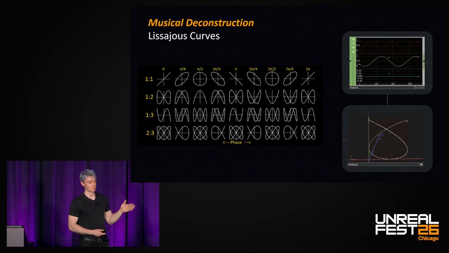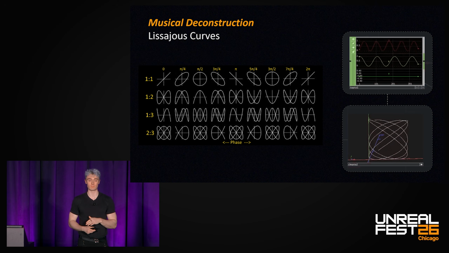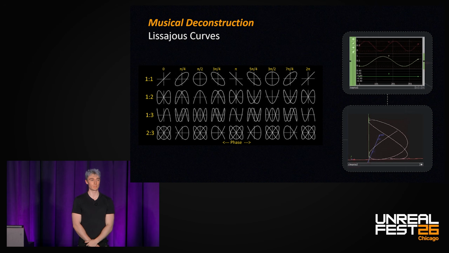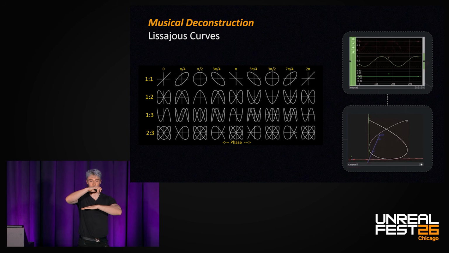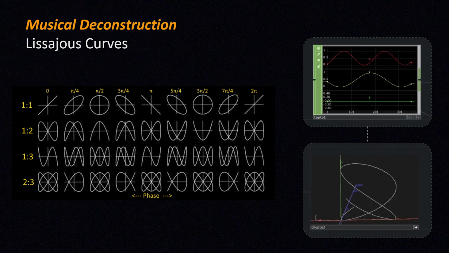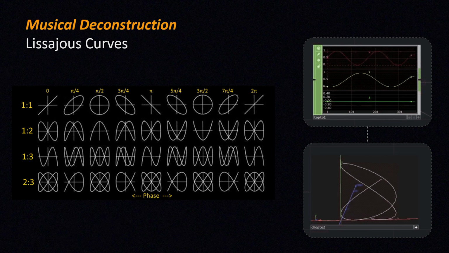On the left is going to be my frequencies of each sine wave relative to each other, one for the x dimension, one for the y, and then I can also apply a phase or an offset between my two waves. Those different parameters give me loads of different beautiful permutations of curves.